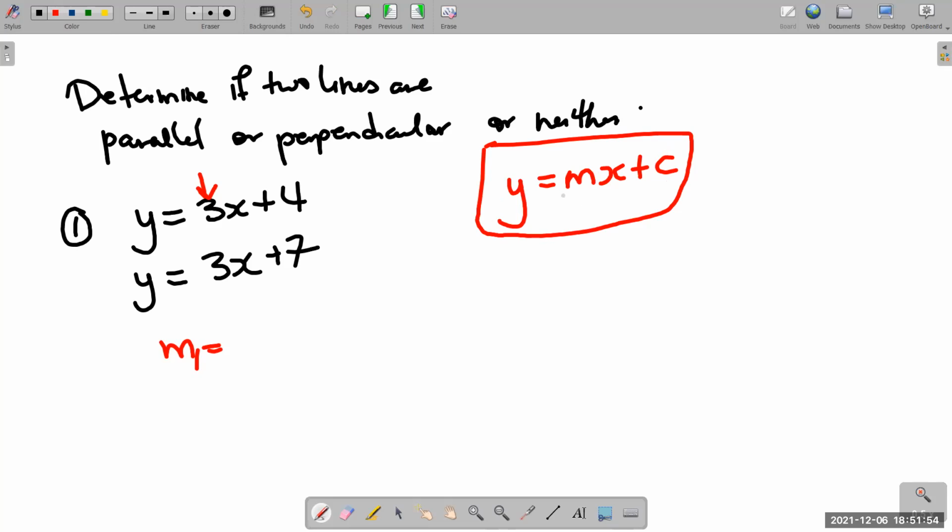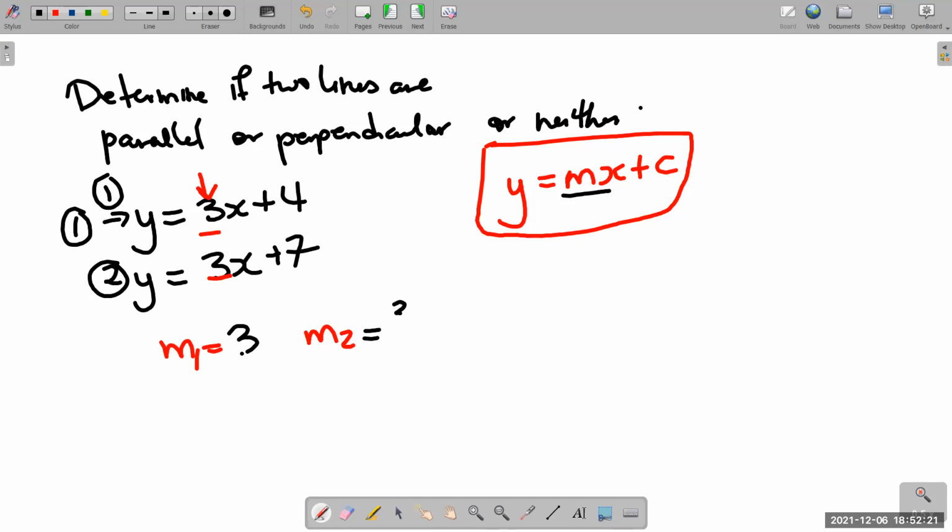We need both of the M's. So M1 is what? We get it from the first equation. M1 is 3, and M2 is what? Look at the second equation. The first equation gives us M1, the second equation gives us M2, and so M2 in this example would also be 3.